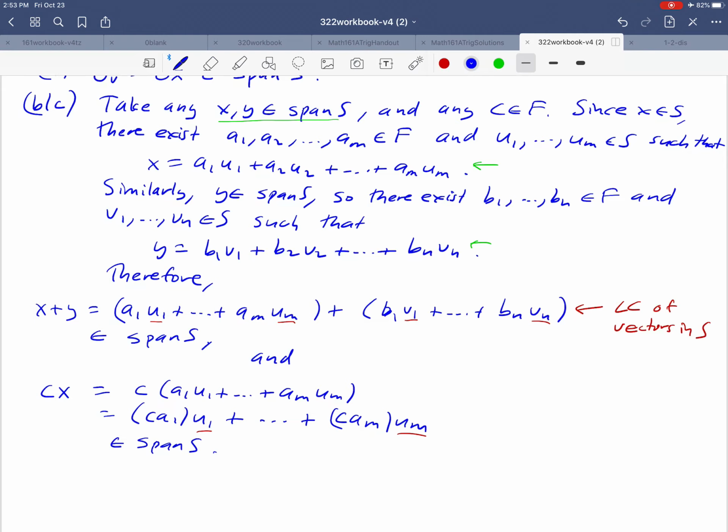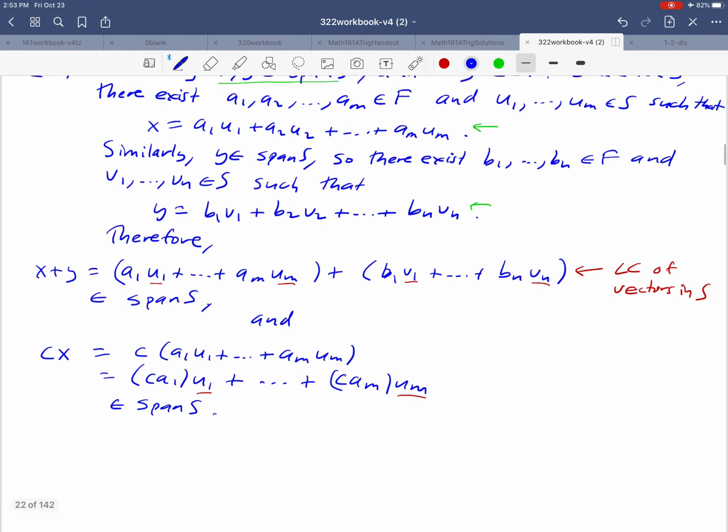Okay, so if you look back at what we showed in this B/C part of our proof, we just showed closure under addition and scalar multiplication. Now we have everything that we need to be able to say that by Theorem 1.3, span of S is indeed a subspace of V.